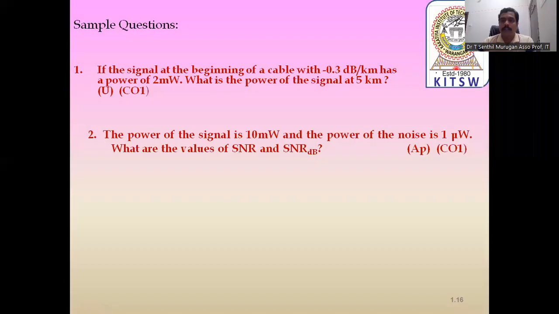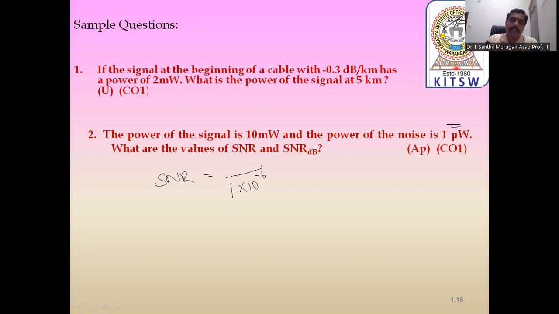The second example: the power of the signal is 10 milliwatts and the power of the noise is 1 microwatt. What is the SNR, and what is the SNR in decibels? First, what formula do we write? SNR equals the ratio of the power of the signal to the power of the noise. The noise is given in microwatts: 1 microwatt means 1 into 10 power minus 6 watts.